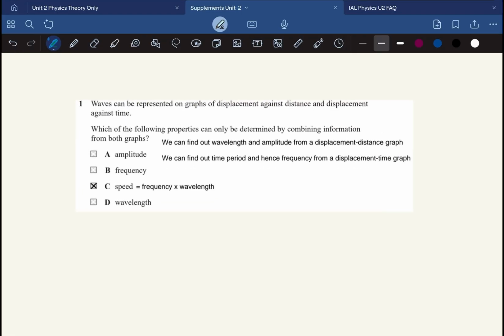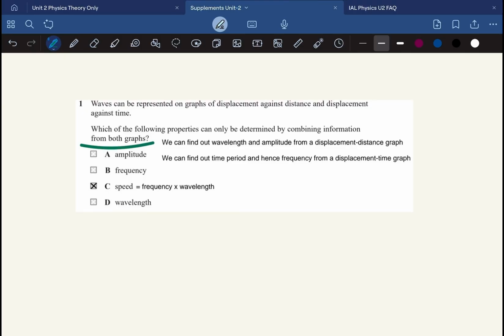It says waves can be represented on graphs of displacement against distance and displacement against time. Which of the following properties can only be determined by combining information from both the graphs? So you will need the information from both the graphs to calculate that thing.